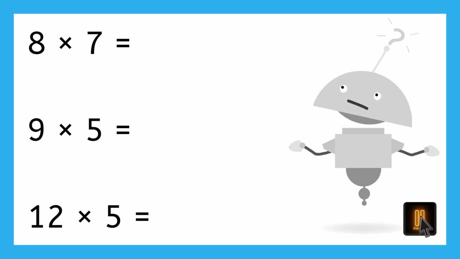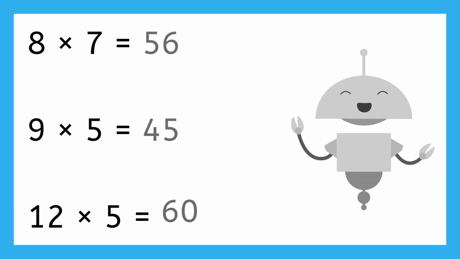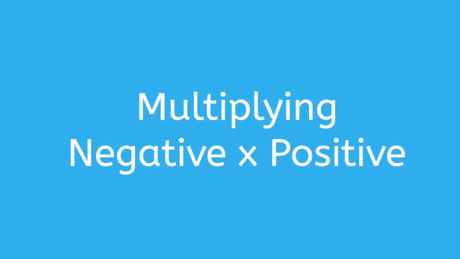Okay, let's see how you did. Did you get 56, 45, and 60? Great. In each case here, we multiplied a positive number times another positive number. But what do you think will happen if we multiply some negative numbers? Let's start by multiplying a negative number times a positive number.